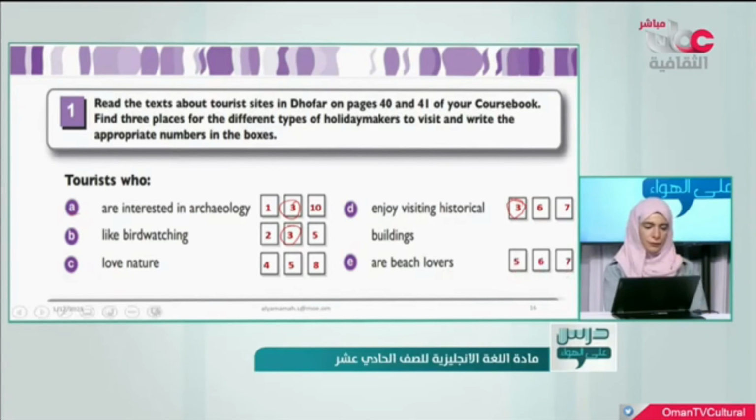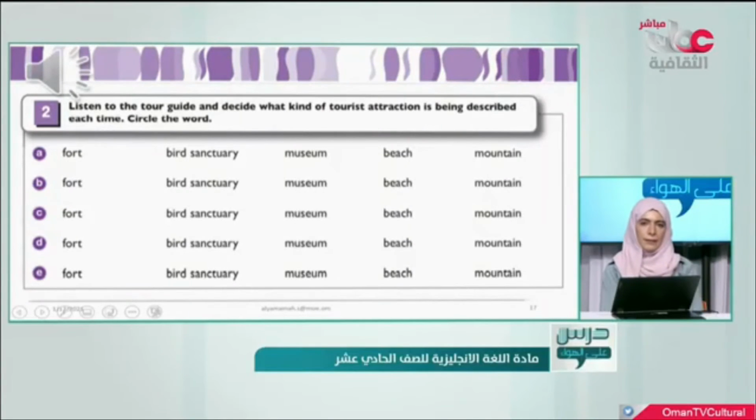And now let's move to the listening task. Here we're supposed to listen to different conversations, different people talking. The tour guide is deciding what kind of tourist attraction is being described each time. And we have five choices for each item, from A to E, and we will choose between food, bird sanctuary, museum, beach, and mountain. Now listen to the recording and try to find the correct answers.